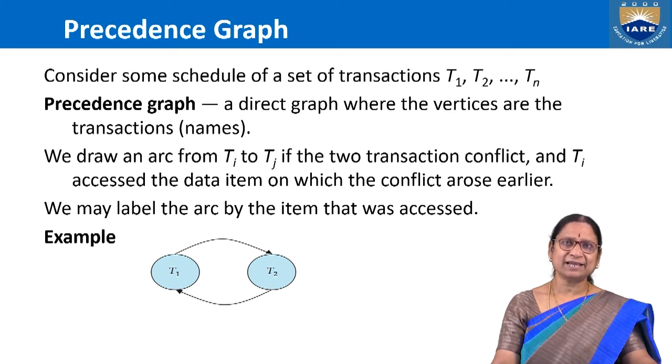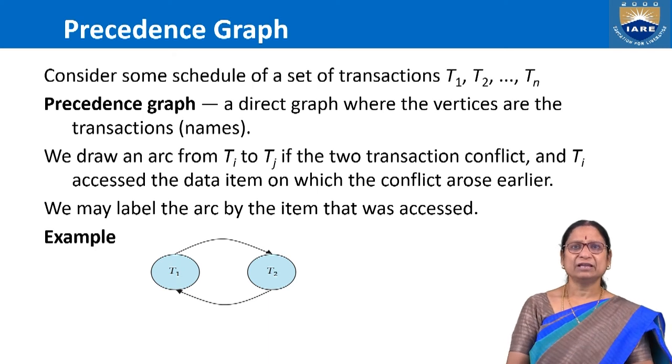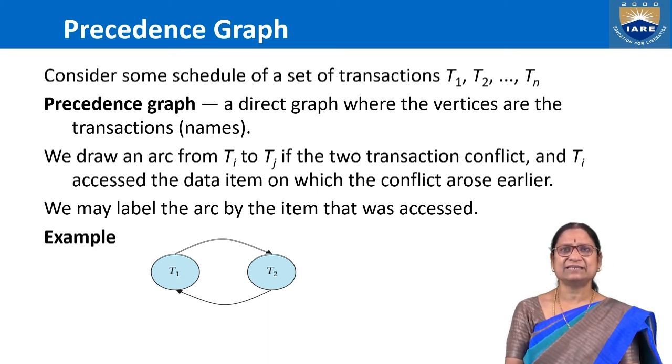So that's why there is a technique to check whether any schedule is conflict serializable or not. If it is conflict serializable, we can say it is leaving our database in a consistent state. So how to check it? A precedence graph technique is there. By using this technique, we can check whether the given schedule is serializable or not.